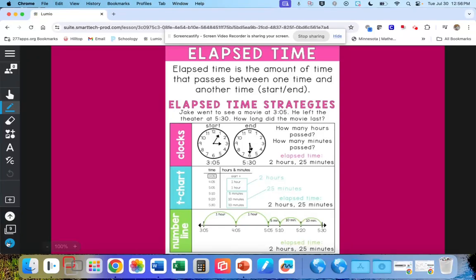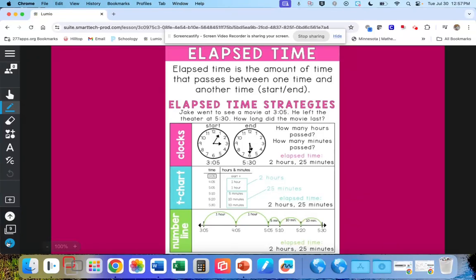Elapsed time is a skill that takes a lot of extra practice. IXL does a great job of giving extra practice. DreamBox can too. There are so many websites out there that can give you extra practice on elapsed time. Elapsed time is so important in math.